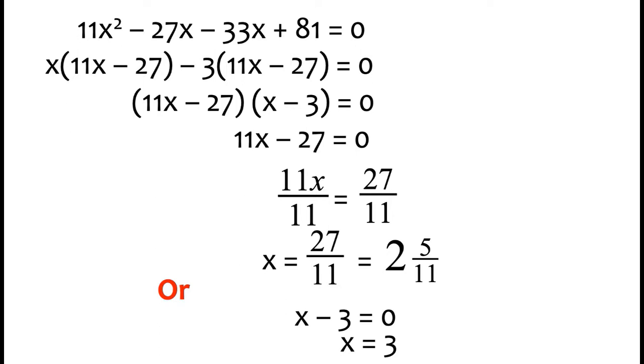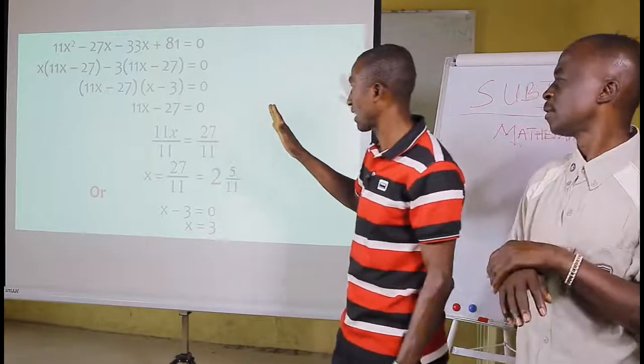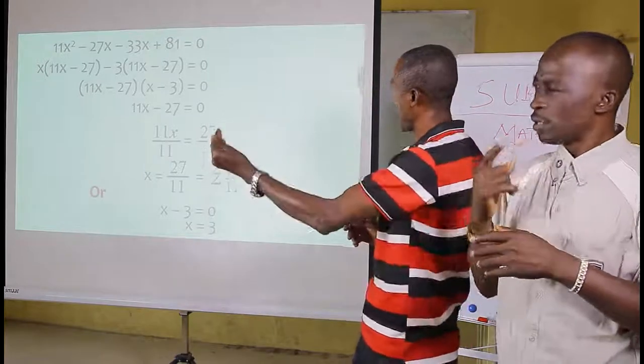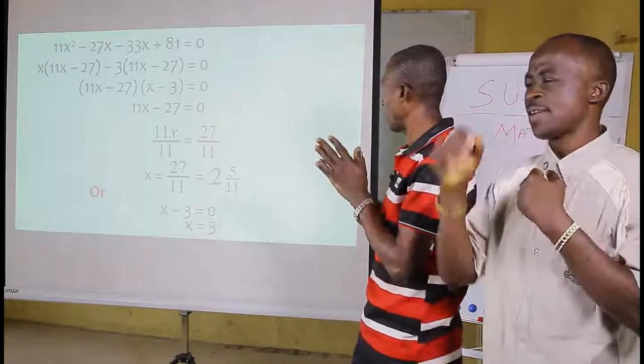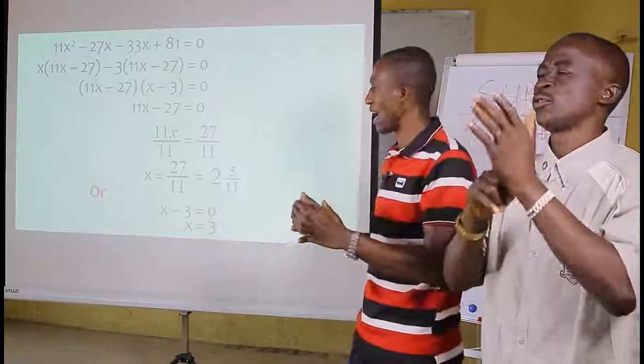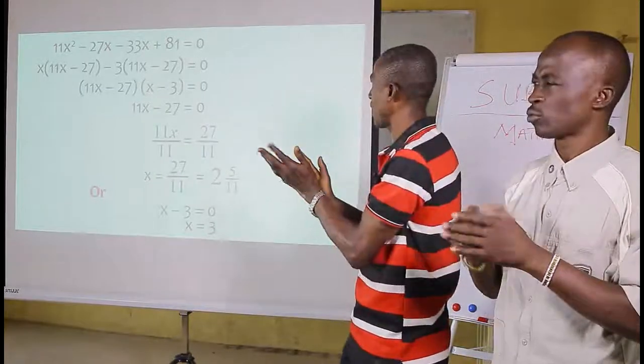When you divide that, let me repeat that for clarity, please. When you look at the first group, 11x minus 27, and the second group, we also have 11x minus 27. That shows 11x minus 27 is a common factor. So I brought it out. I wrote 11x minus 27 as the first expression.